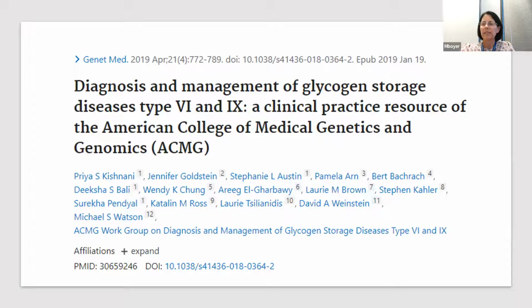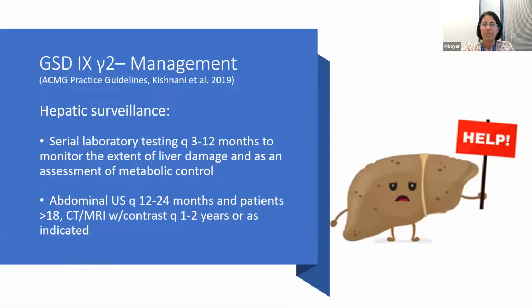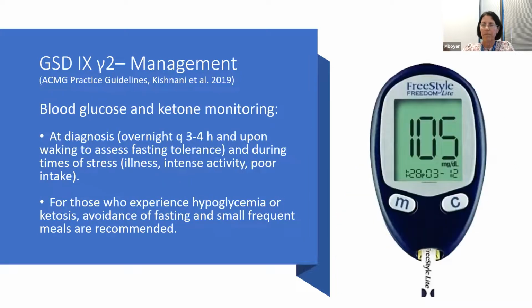Published guidelines exist for the expert management of GSD 6 and 9 and include recommendations for hepatic surveillance due to the high risk for serious liver complications. Regular blood glucose and ketone monitoring due to the risk for symptomatic ketotic hypoglycemia.